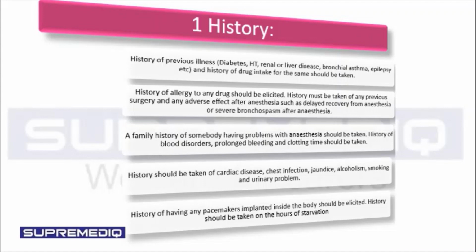History must be taken of any previous surgery and any adverse effect after anesthesia such as delayed recovery from anesthesia or severe bronchospasm after anesthesia. A family history of somebody having problems with anesthesia should be taken. History of blood disorders, prolonged bleeding and clotting time should be taken. History should be taken of cardiac disease, chest infection, jaundice, alcoholism, smoking and urinary problem. History of having any pacemakers implanted inside the body should be elicited. History should be taken on the hours of starvation.